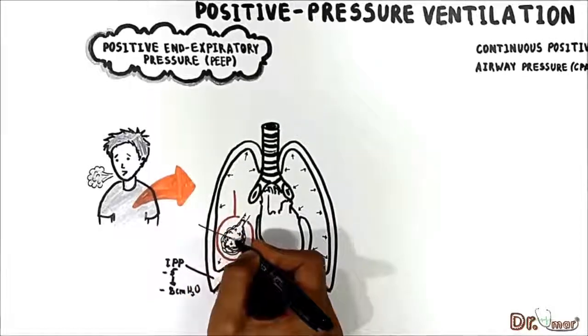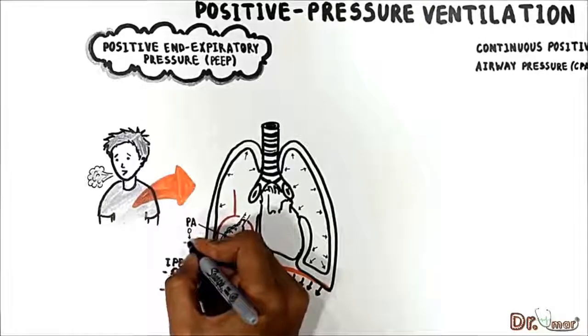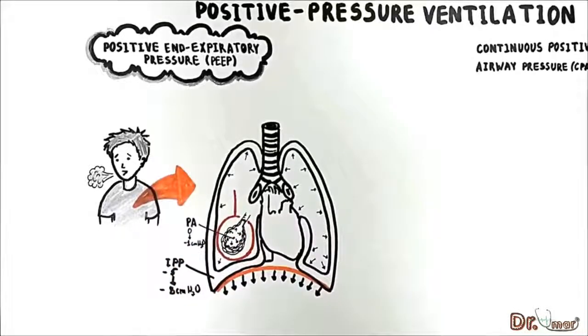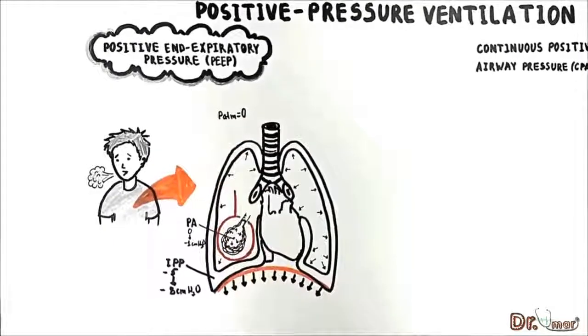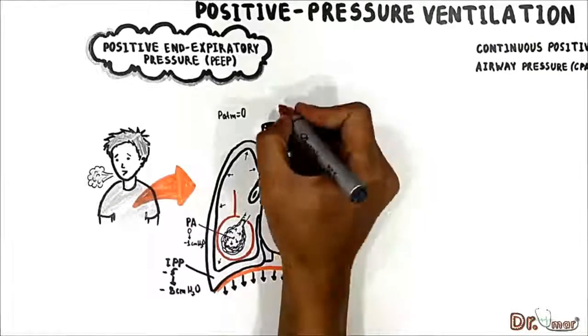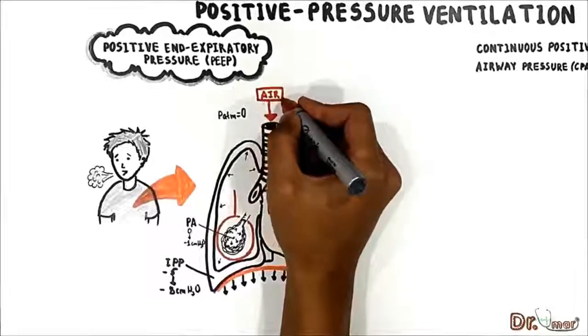This expansion makes the alveolar pressure, which was 0, decrease to -1 cm water. As you know, in respiratory physiology, the atmospheric pressure is considered to be 0. Because of this pressure gradient between alveolar pressure, which now is -1 cm water, and atmospheric, which is 0, the alveoli suck the air in until alveolar pressure also returns to 0.